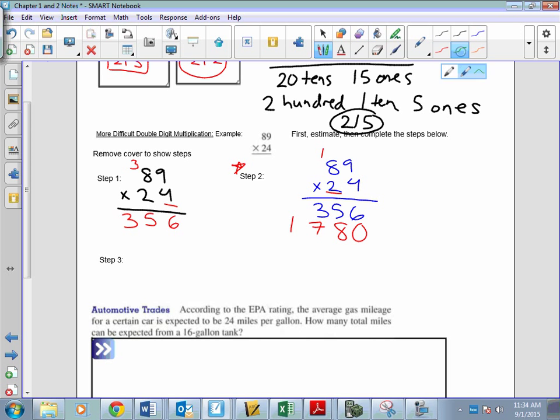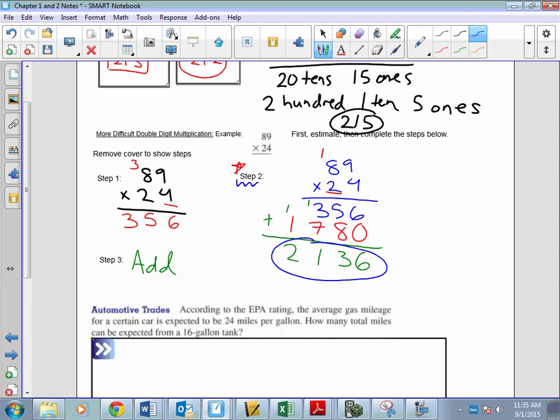That's step 2. Final, step 3 is add. Add up all of my pieces. I have 6, 3 and 1, gives me then 11, so I end up with 2,136. The biggest thing we just need to remember was to put an additional 0 there when we work up to higher powers. So step 2 is a newer step.